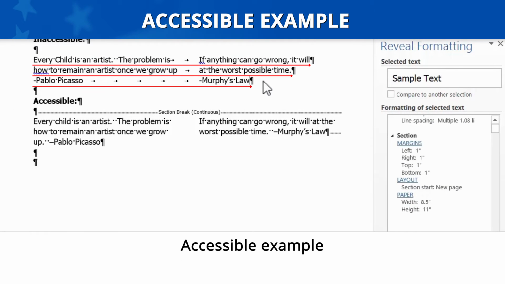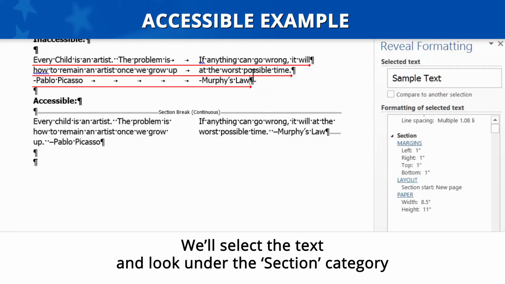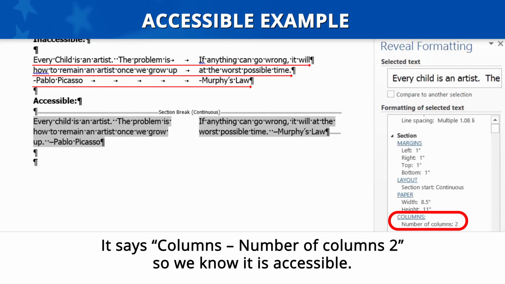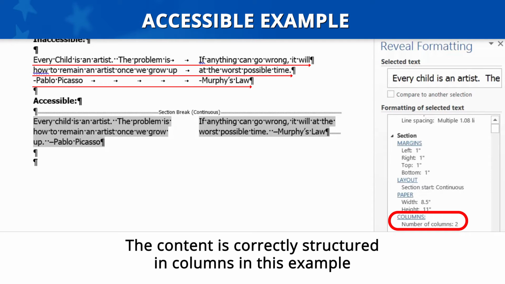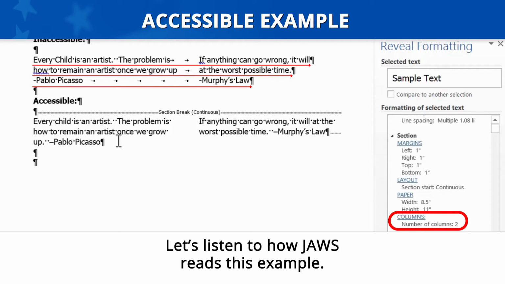Accessible example. Now, let's look at an accessible example. We'll select the text and look under the section category in the Reveal Formatting pane. It says Columns. Number of columns, 2. So we know it is accessible. The content is correctly structured in columns in this example, so it will be read in the correct order by screen readers. Let's listen to how JAWS reads this example.